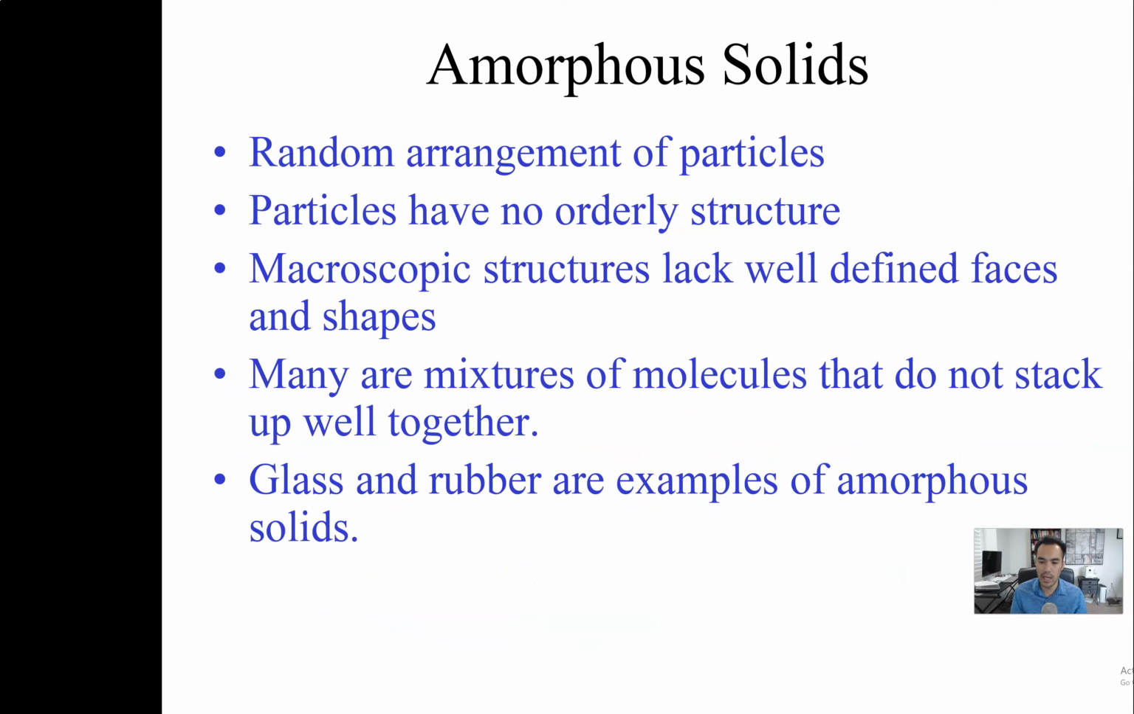Let's talk about the first type of solid, called an amorphous solid. These are usually really randomly arranged. The particles have no structure, unlike a crystal lattice structure, and the structures lack defined faces and shapes. These molecules generally are not going to stack well with each other. Examples of an amorphous solid are glass and rubber.